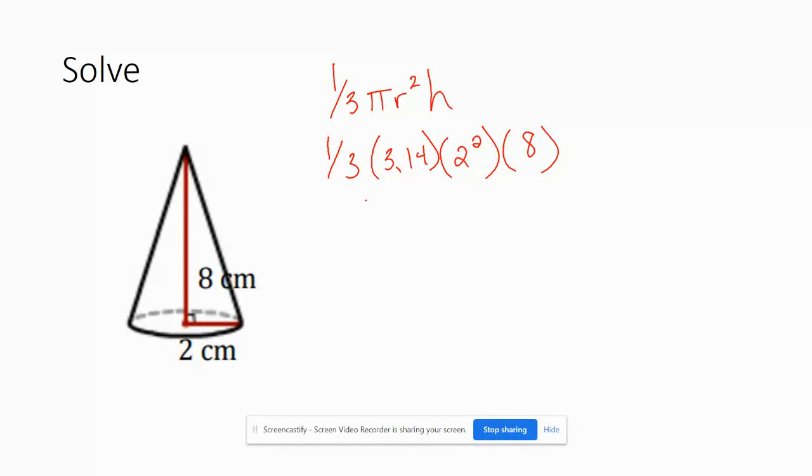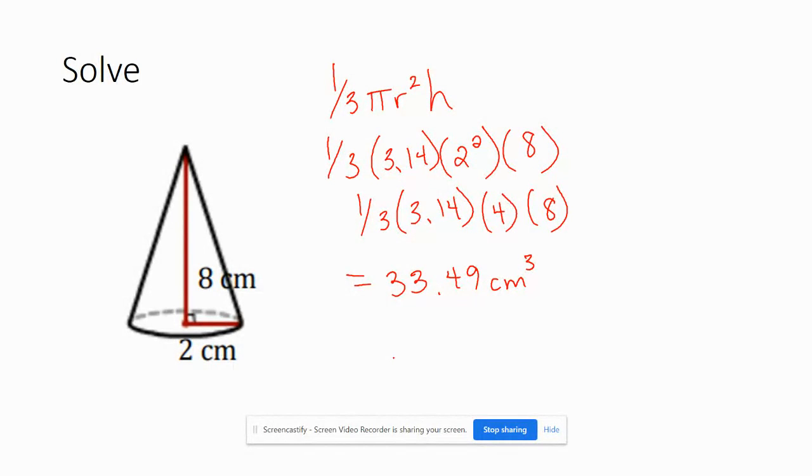Now, let's simplify this a little bit. Let's rewrite the exponent: 3.14, and 2 squared is 4. The height is 8. Now I can put all of this in the calculator: 1/3 times 3.14 times 4 times 8, and it gives me 33.49. Remember, we're rounding to the hundredths place. Centimeters cubed. That would be my answer. So what's the volume of this cone? 33 and 49 hundredths centimeters cubed.